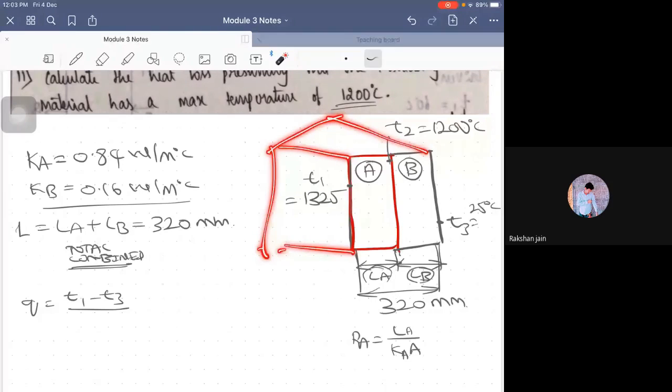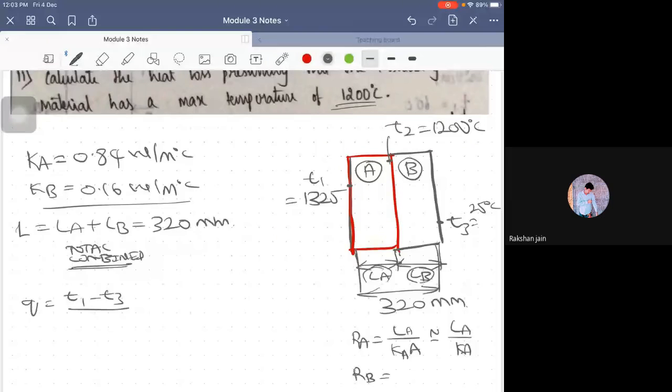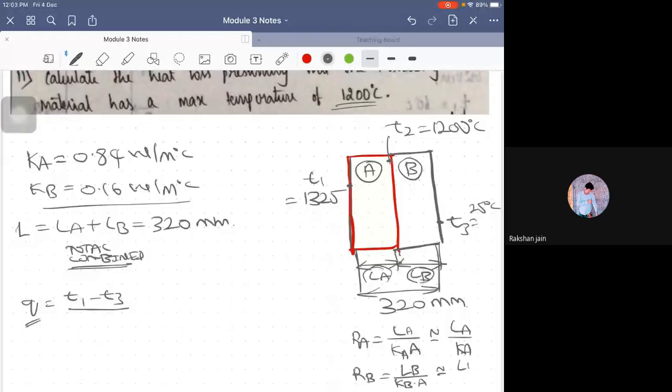Got it, right? So I can write LA divided by KA. Similarly, when I calculate the resistance offered by the second block, block B, it is LB divided by KB into A. You can neglect the area because I am calculating the heat flux directly. So it is LB divided by KB.